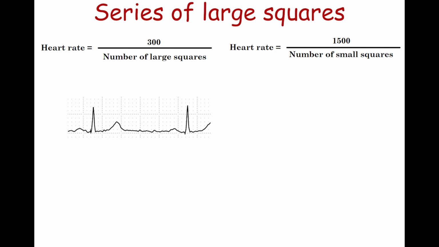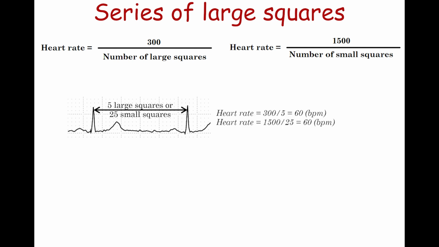For example, there are 5 large squares or 25 small squares between two consecutive R waves. The heart rate can be calculated by dividing 300 by 5 large squares. Another method is to divide 1500 by 25 small squares.